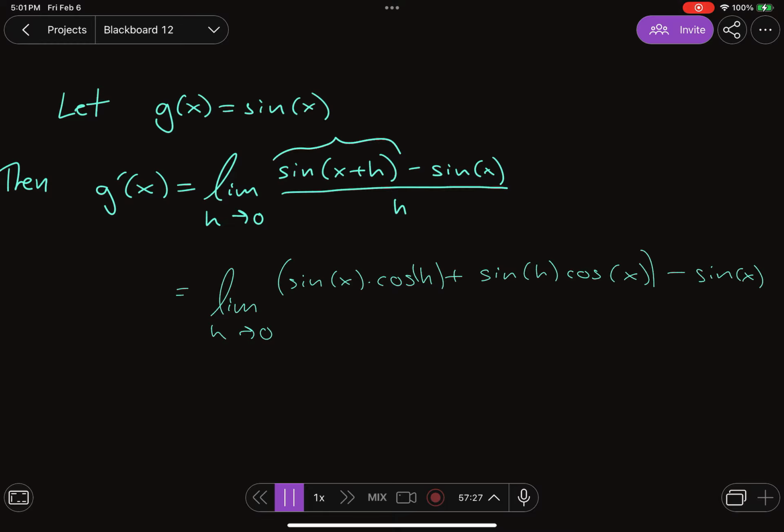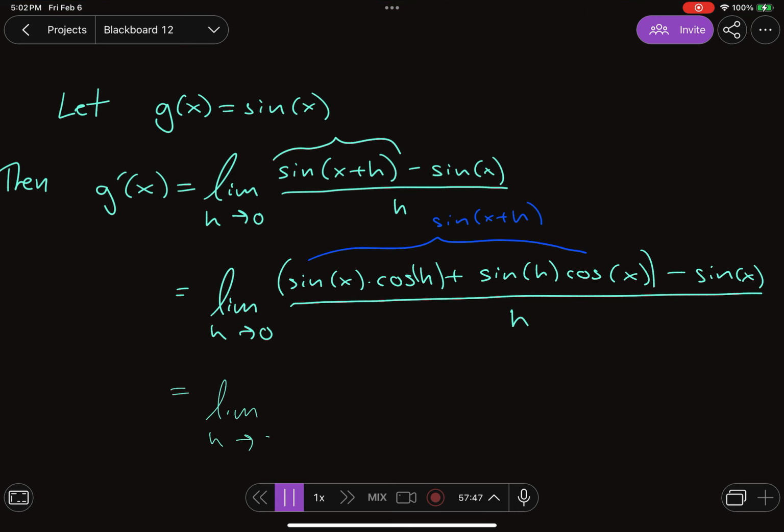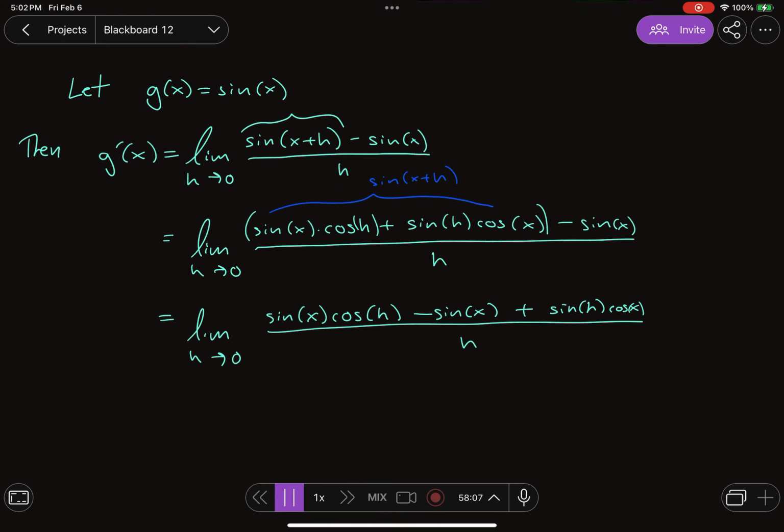So again, this part right here is sine of x plus h. Those are the same thing. Okay, divided by h, can't forget that. We have the limit as h approaches 0. To kind of bunch these up, I'll do it like this. We have the sine of x times the cosine of h minus the sine of x. And I'll do plus the sine of h times the cosine of x, all divided by h. So let's check this out.